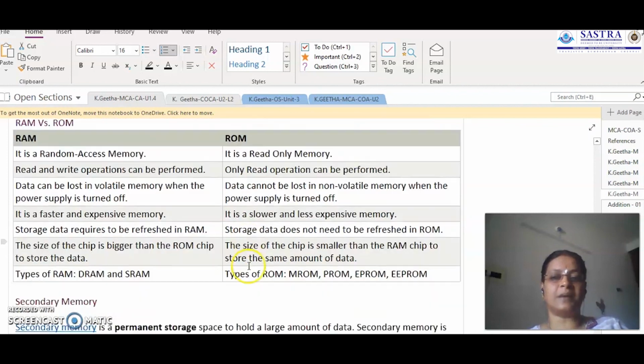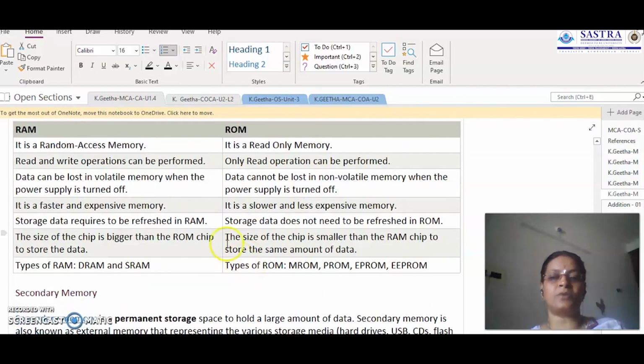And now we will see the comparison of RAM versus ROM. RAM, as we already said, is random access, and ROM is read-only memory. If ROM is read-only, RAM is both read and write, and here the type of access is random access.